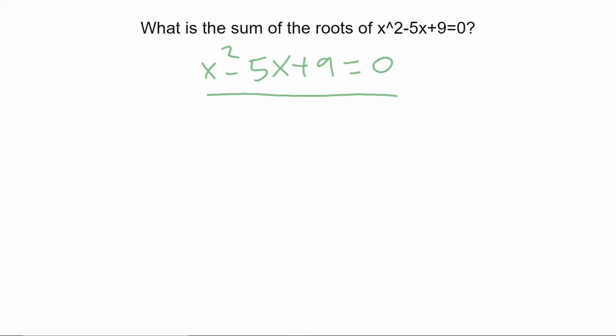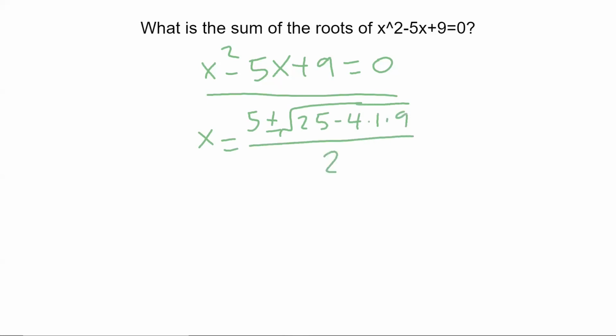So what would happen if I summed up the roots? Well, yes, you could use the quadratic formula. You could say that the two roots are negative b plus or minus the square root of b squared minus 4 times a times c, all over 2a. But that's not really an efficient way to do this.